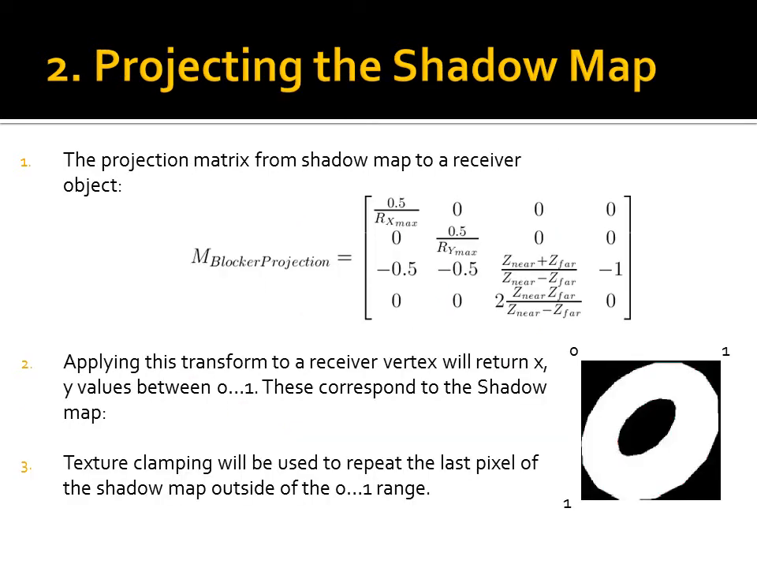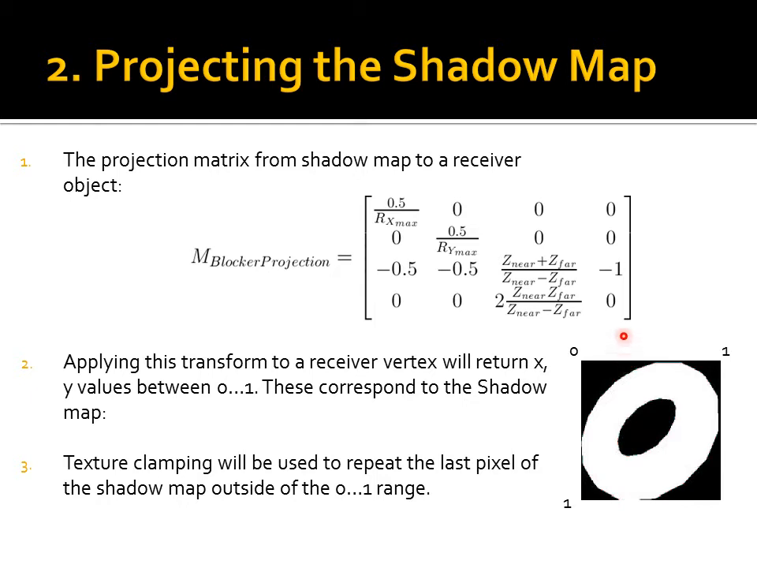So now that we're done with creating the shadow map, step 2 is projecting the shadow map onto the receiver. It's the same kind of thing. The paper just gives us this matrix transform. It will take a point on the receiver and give you back a value between 0 and 1 on the x and y of this shadow map that we created. So if you get a value between 0 and 1, you just look up on the texture if it's in shadow or if it's not in shadow.